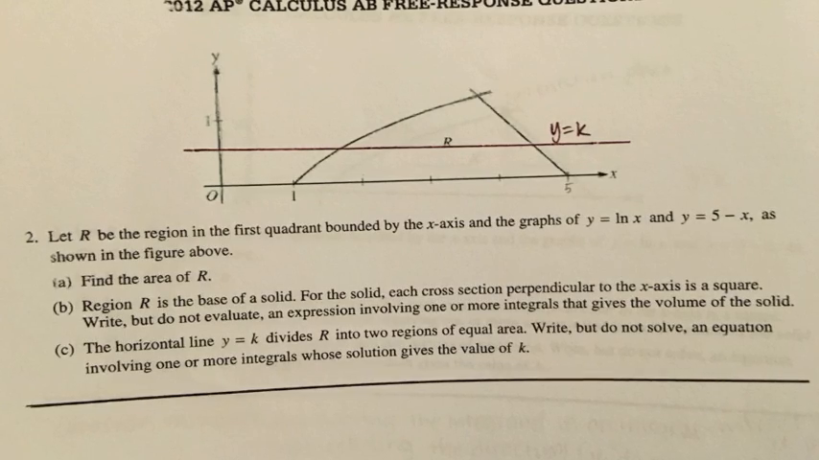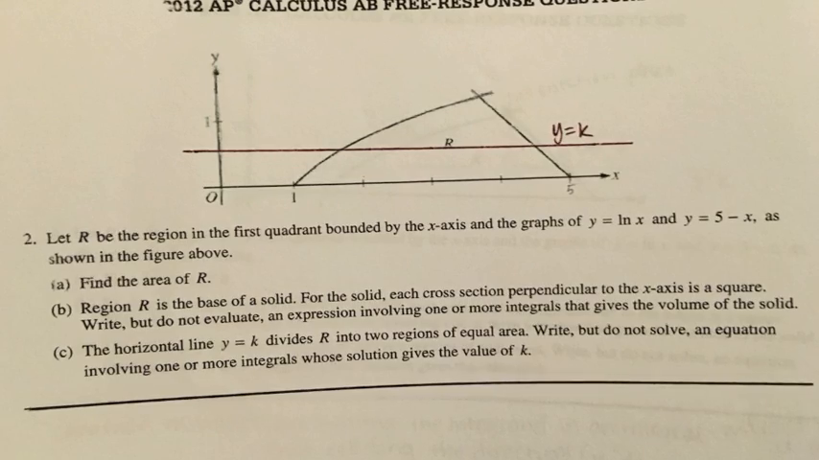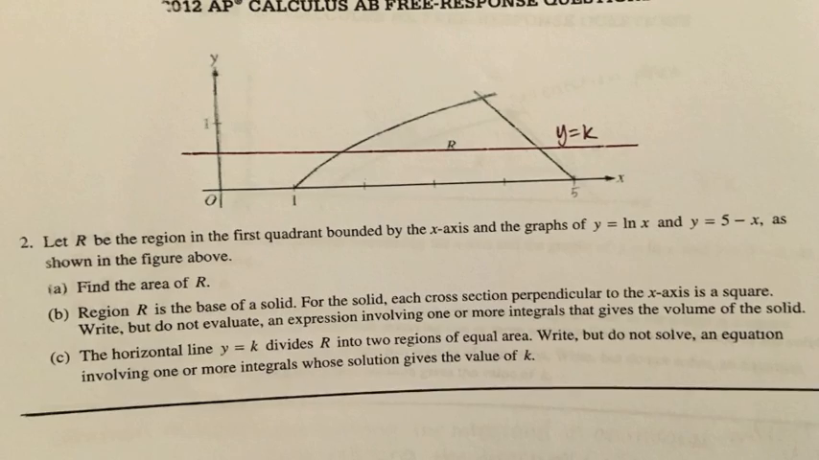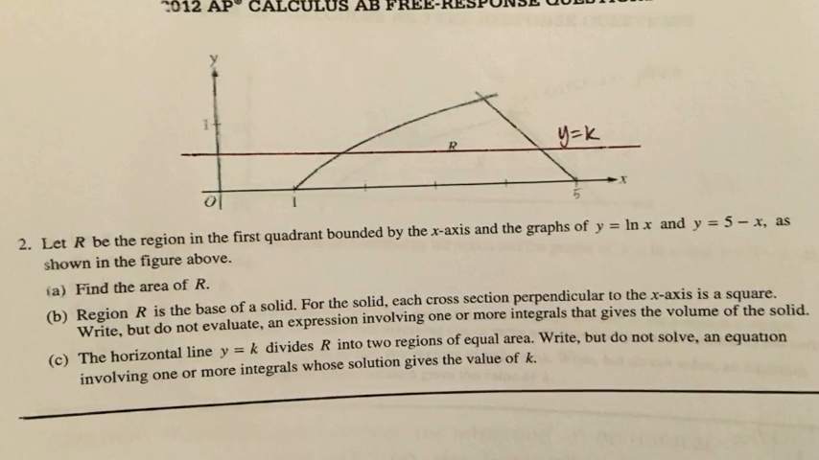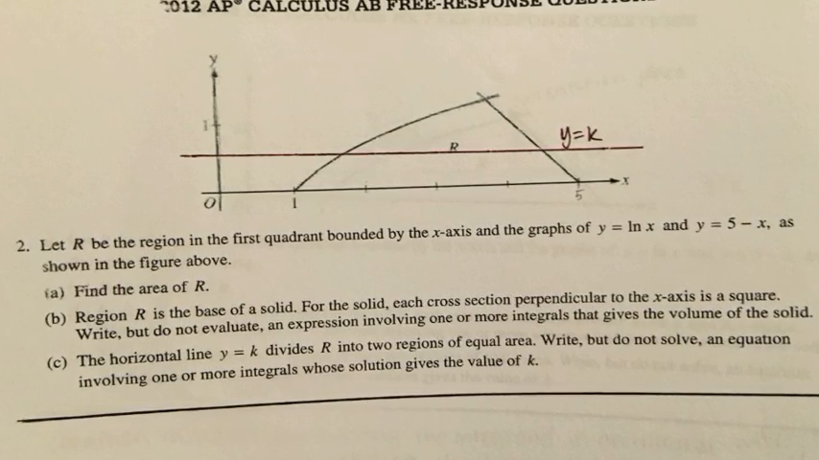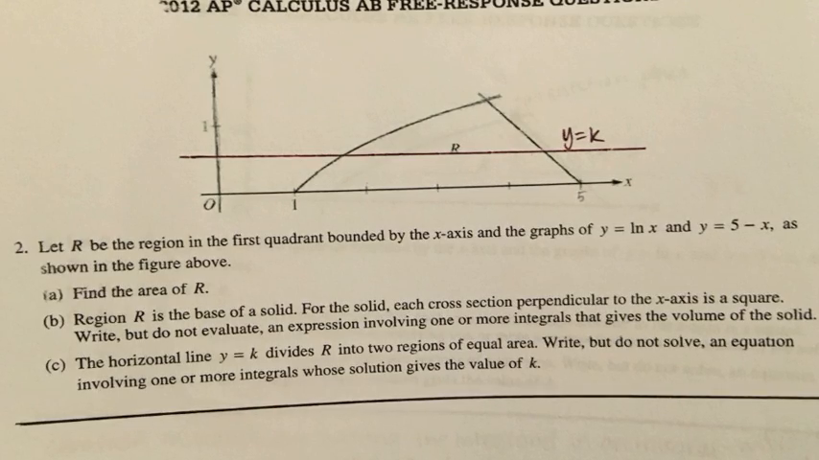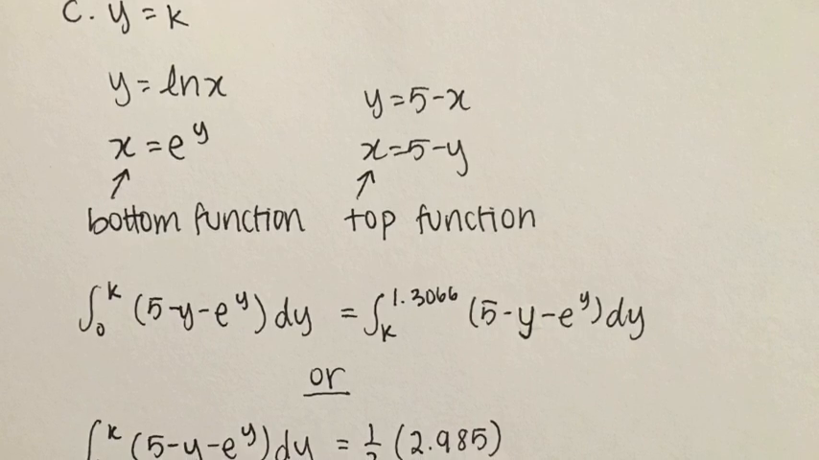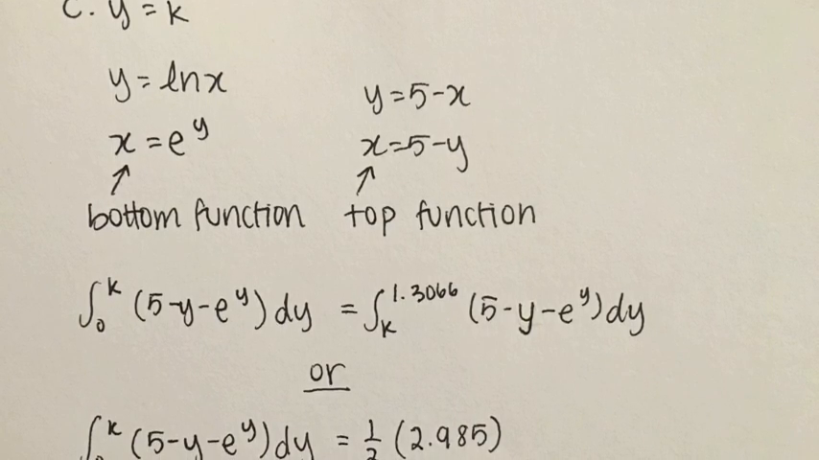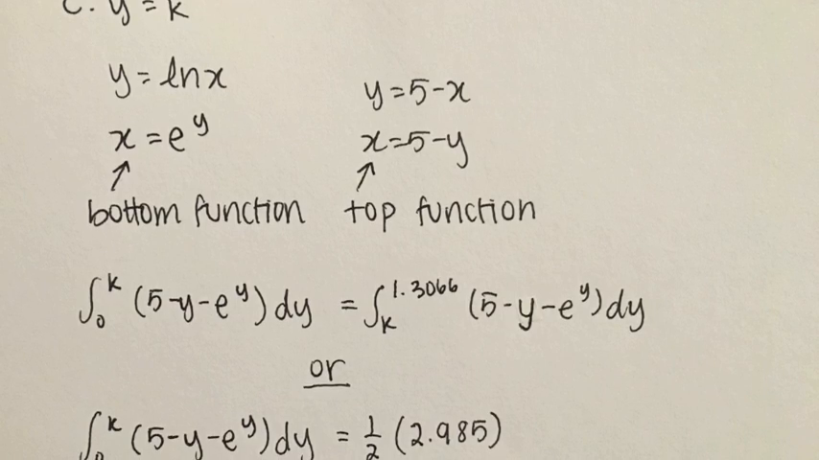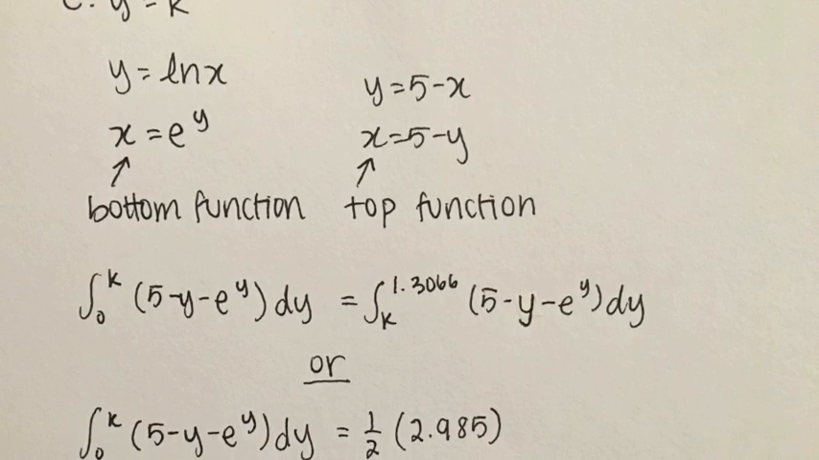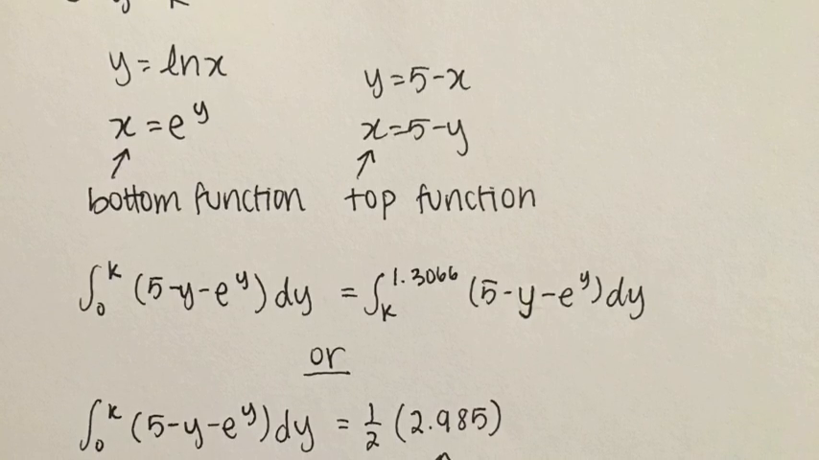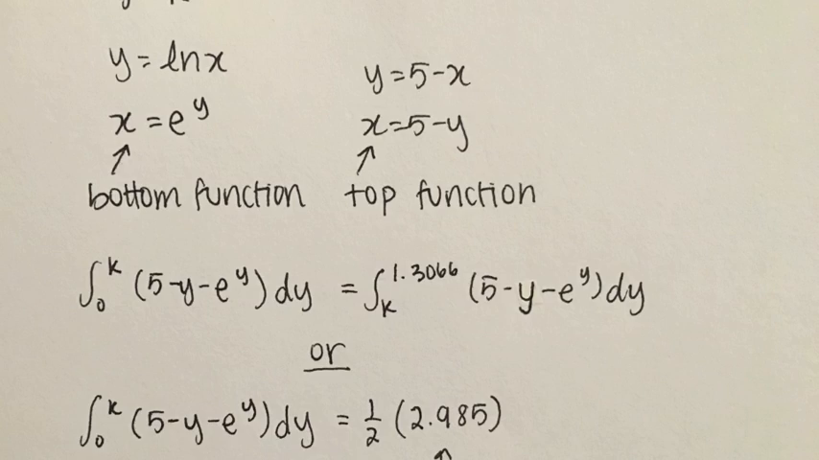Part C says, the horizontal line y equals k divides R into two regions of equal area. Write but do not solve an equation involving one or more integrals whose solution gives the value of k. You can see I've drawn an approximation of the line y equals k. To solve this, put both equations in terms of y. So the given equation y equals ln of x will turn into x equals e to the y, and the given equation y equals 5 minus x gets turned into x equals 5 minus y. Remember that your limits need to be in terms of y as well.